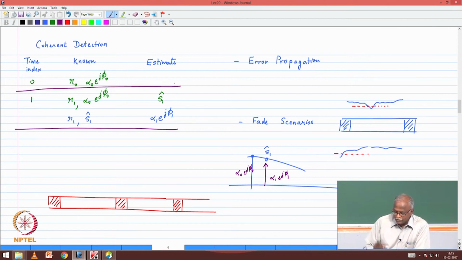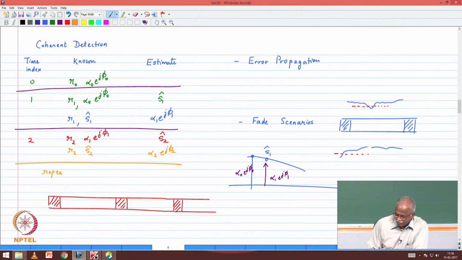So there is a second step that you do at time index 1. Okay. Then go to time index 2, I use R2, I use alpha 1 e power j phi 1, that will give me S2 hat. A second step at this point, which will be R2 combined with S2 hat, those are the known quantities, and what I am going to estimate is alpha 2 e power j phi 2, and then this process is repeated.